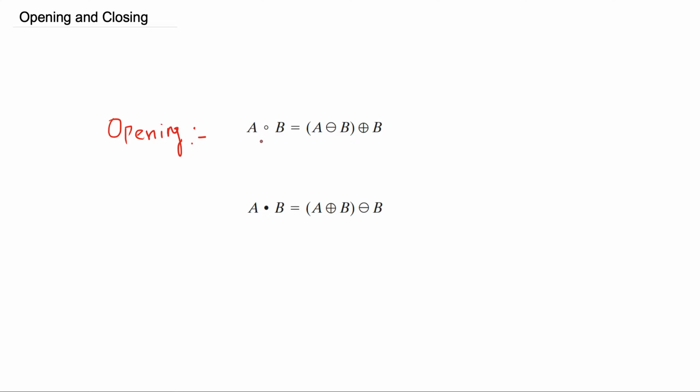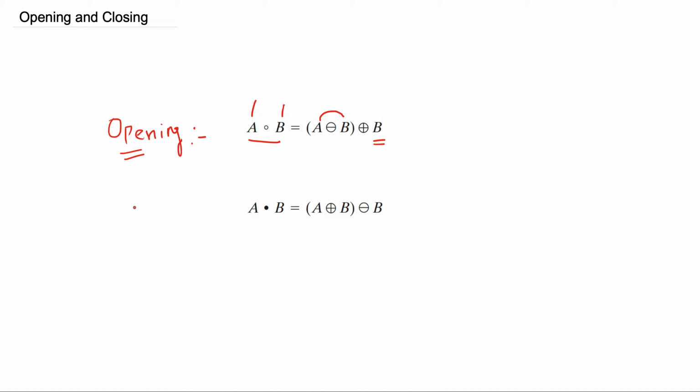So opening is defined using this equation. We will be using a hollow circle to indicate the operation of opening. If you have an image A and a structuring element B, then the opening of A with the structuring element B is defined like this. First you have to erode the image using the structuring element B, then you have to dilate the result of this erosion with the same structuring element B. So in effect this will produce an output which is equivalent to opening an image with a structuring element.